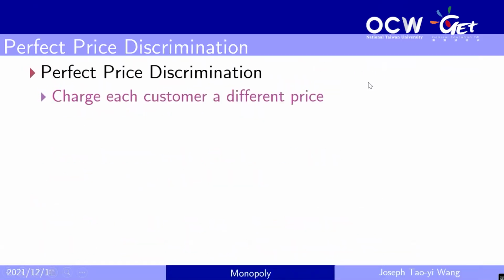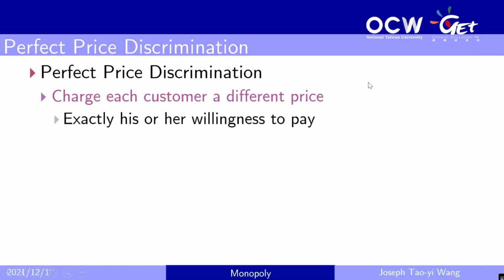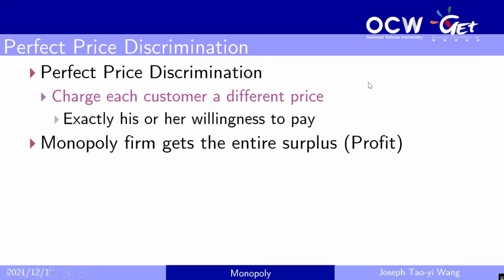Okay, so the extreme case is what we call perfect price discrimination. What this means is I can charge each customer a different price, exactly his or her willingness to pay. Somehow I'm like God, so I know your willingness to pay for this product, so I'm going to charge you just that. And the monopoly will get the entire surplus. So consumer surplus becomes zero because everybody is paying exactly their willingness to pay. So zero consumer surplus. But there's no deadweight loss because I can charge everybody on the demand curve.